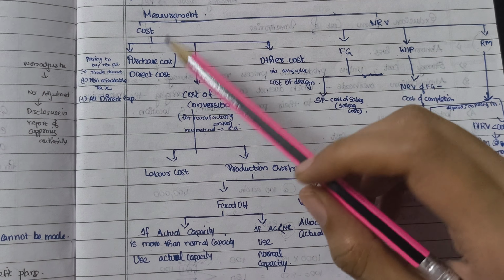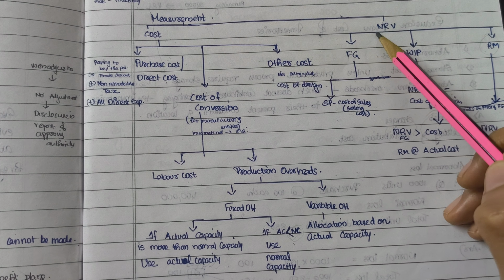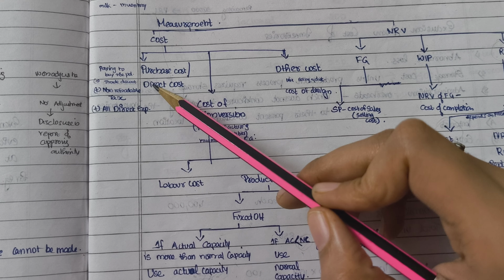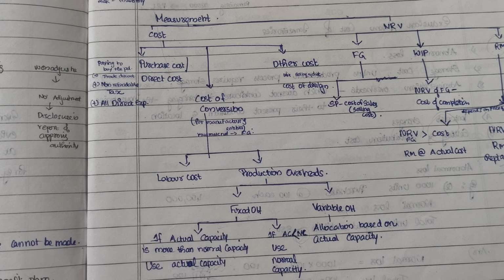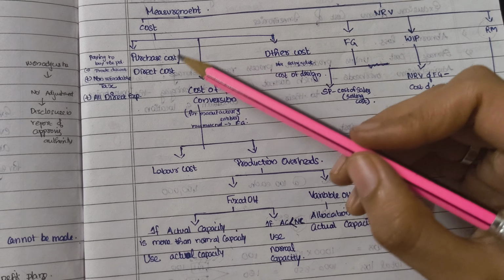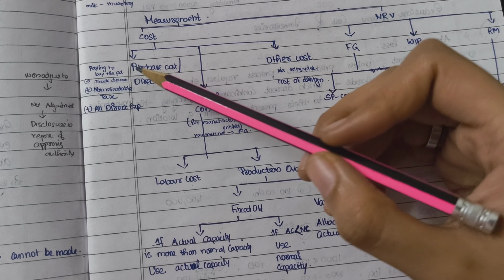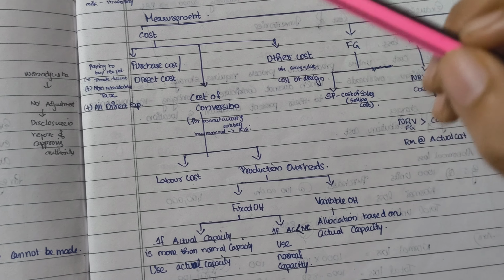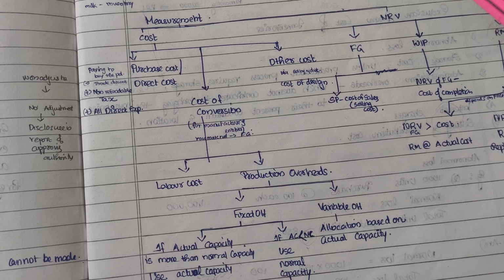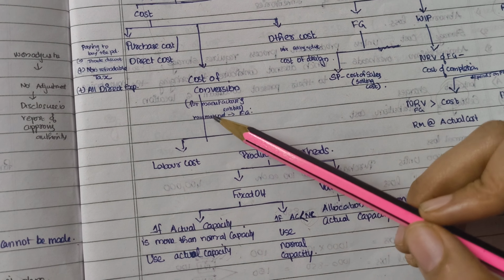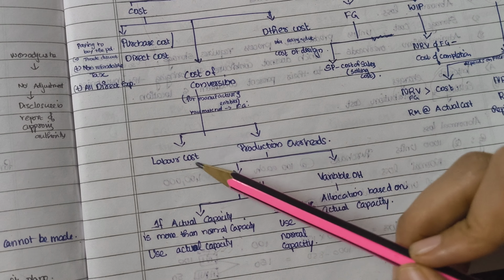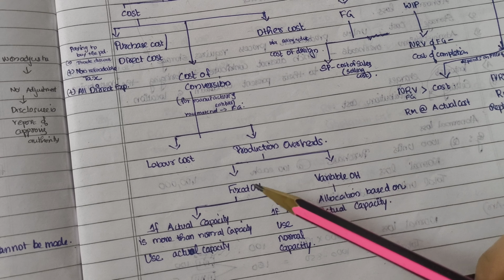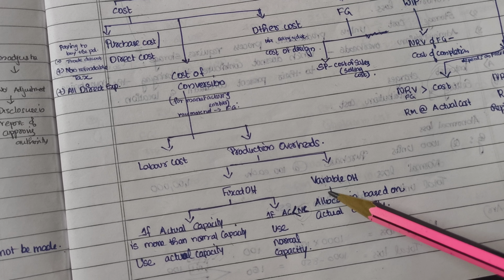So measurement can be done at cost or net realizable value, whichever is less. Cost can be of different types: purchase cost or direct cost, cost of conversion, and other costs. Purchase cost or direct cost is the amount we paid minus the trade discount plus non-refundable taxes plus all direct expenses. Now cost of conversion has labor cost and production overheads. Production overheads is further divided into fixed overheads and variable overheads.